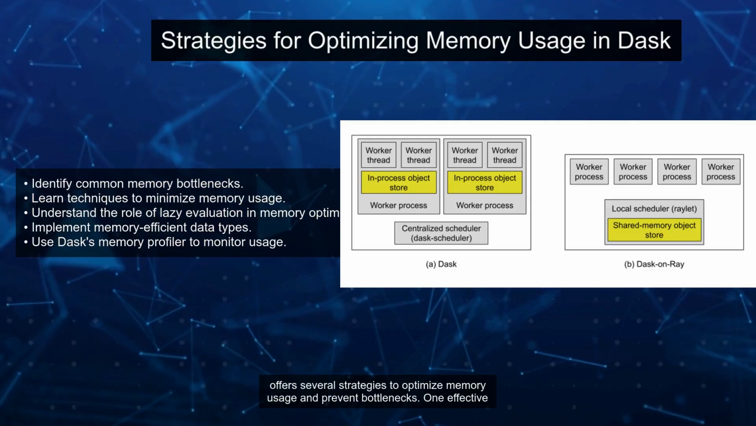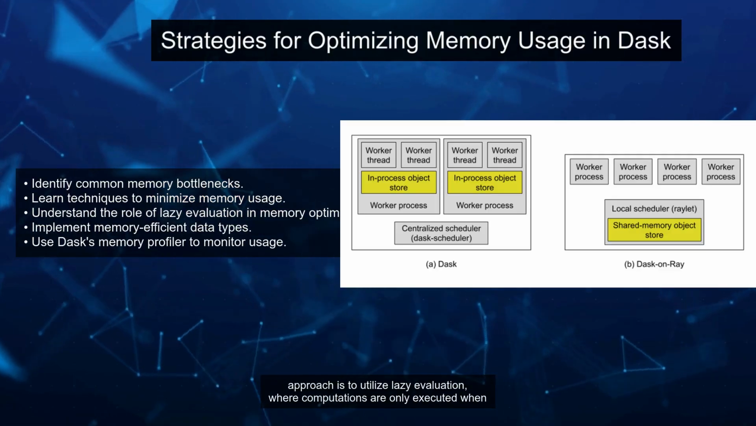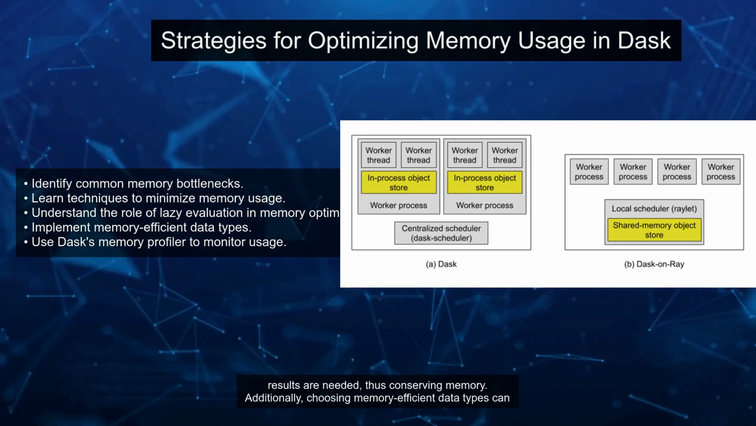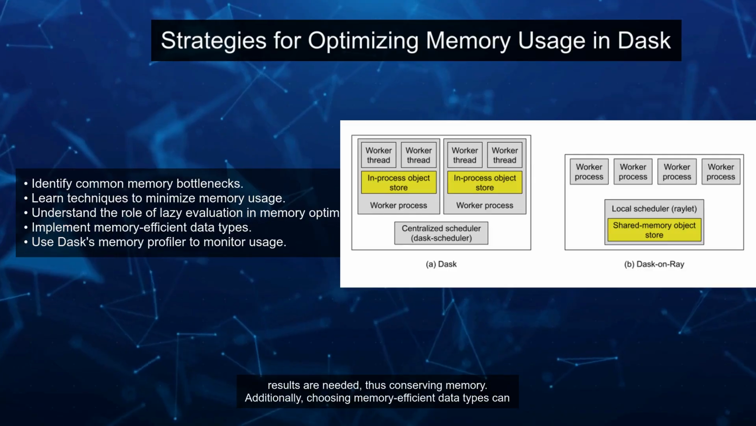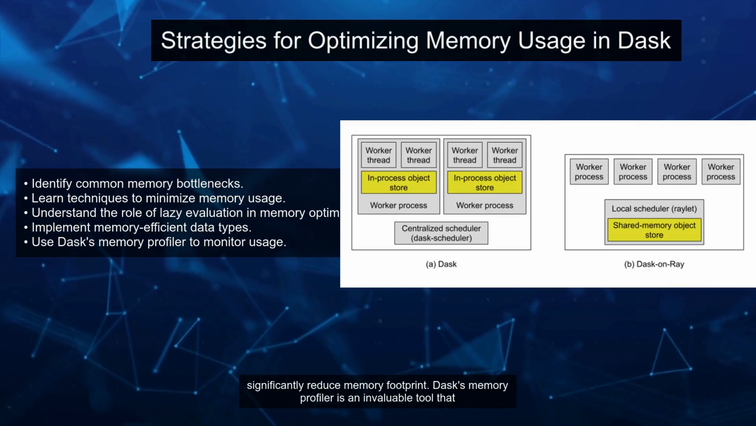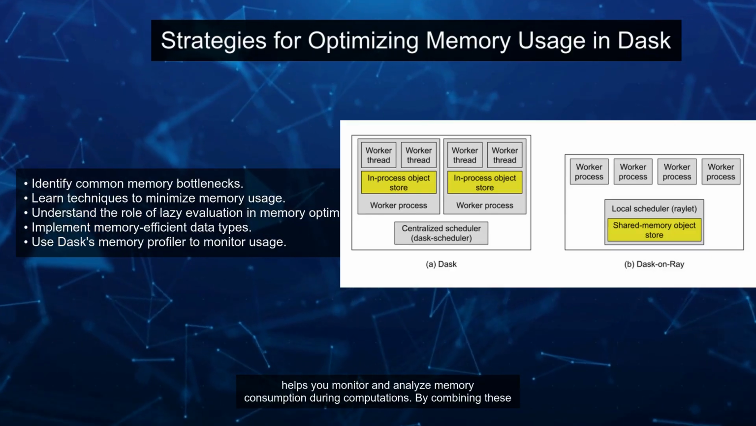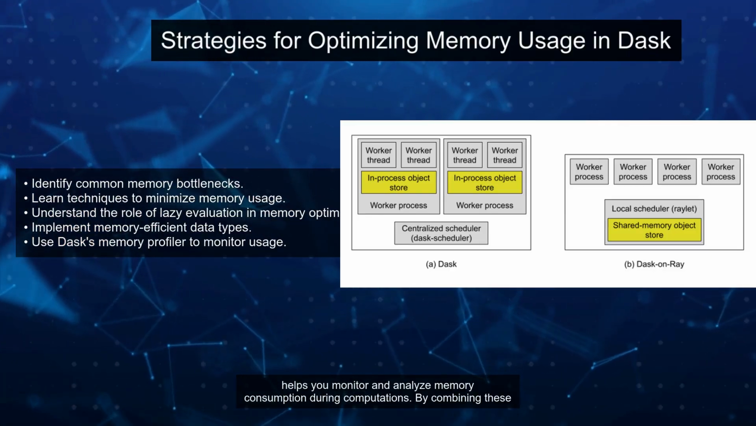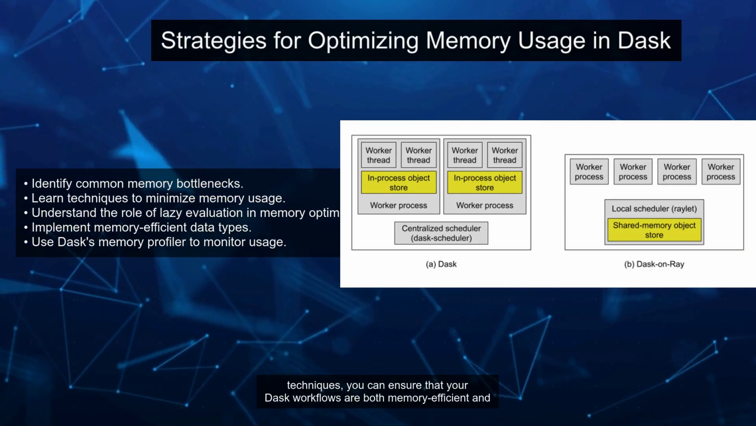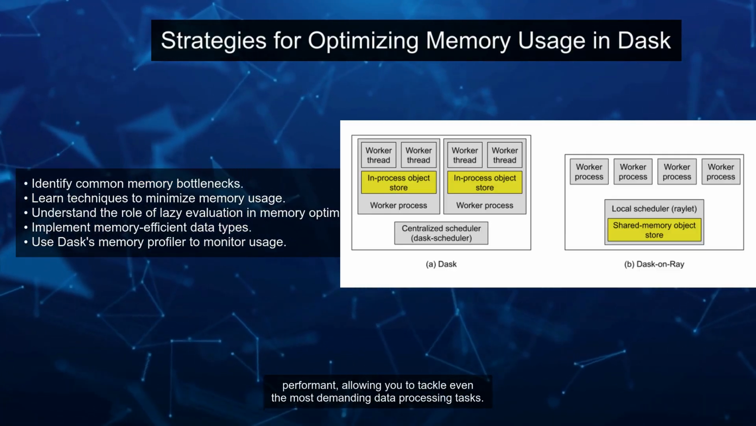Dask offers several strategies to optimize memory usage and prevent bottlenecks. One effective approach is to utilize lazy evaluation, where computations are only executed when results are needed, thus conserving memory. Additionally, choosing memory-efficient data types can significantly reduce memory footprint. Dask's Memory Profiler is an invaluable tool that helps you monitor and analyze memory consumption during computations. By combining these techniques, you can ensure that your Dask workflows are both memory efficient and performant, allowing you to tackle even the most demanding data processing tasks.